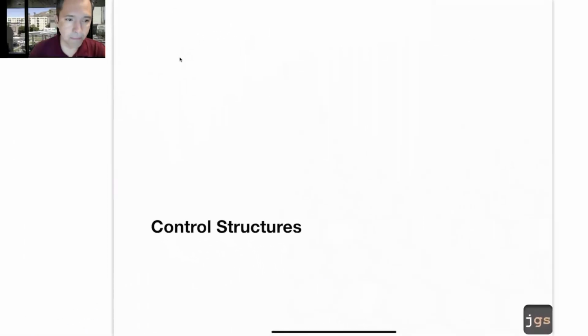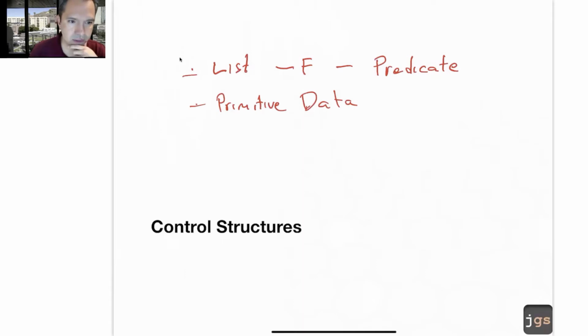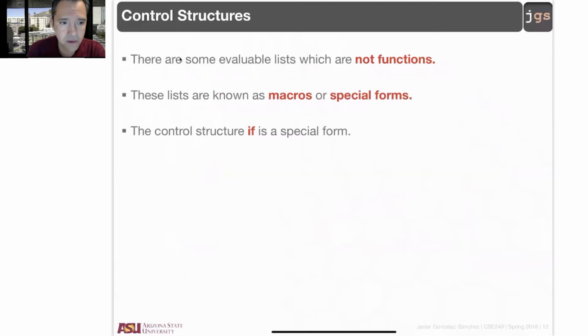Welcome back. Right now, you know what is a list, you know what is a function, moreover, what is a predicate and the primitive data in Lisp. The next part of the programming language is the possibility of creating control structures. And I am talking about loops and conditions. With Lisp, you have at least one that you already know, the if condition.